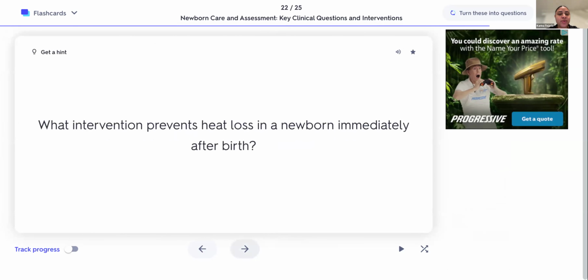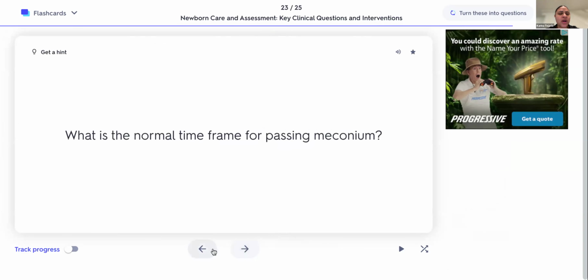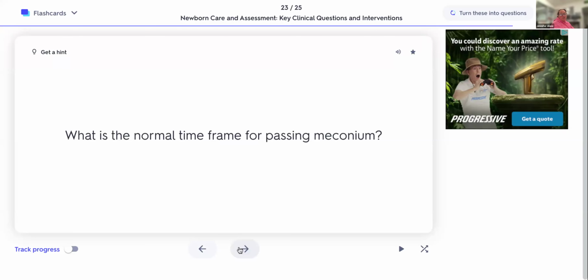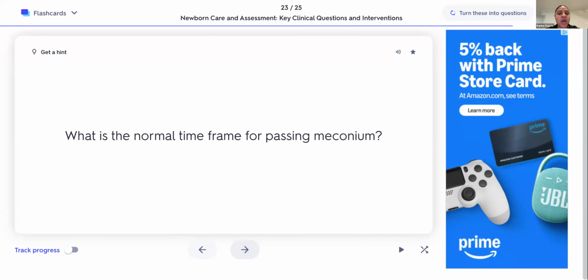What intervention prevents heat loss in a newborn? I think we did this. Oh no, we didn't. Oh yeah, we did. We just talked about it. You got to change the towels, right? Yeah, the blankets, whatever, and skin to skin. Okay.